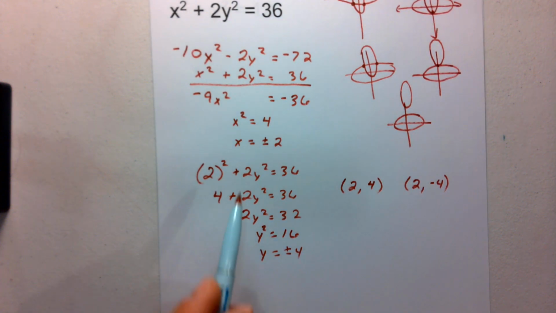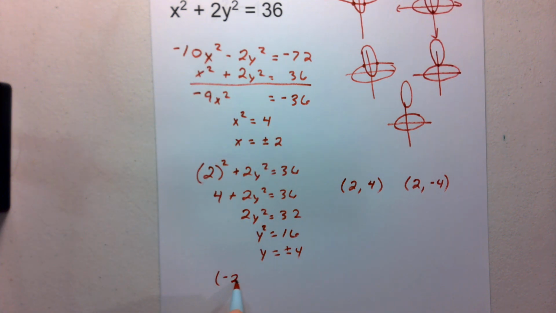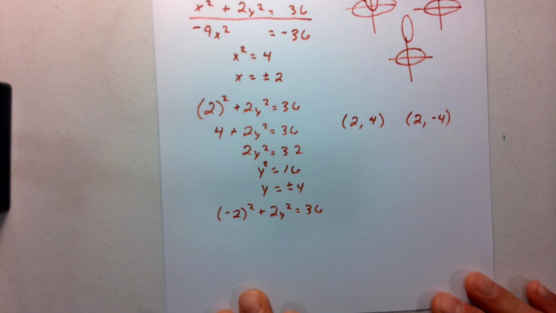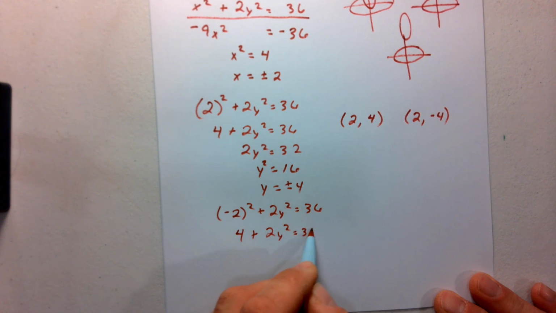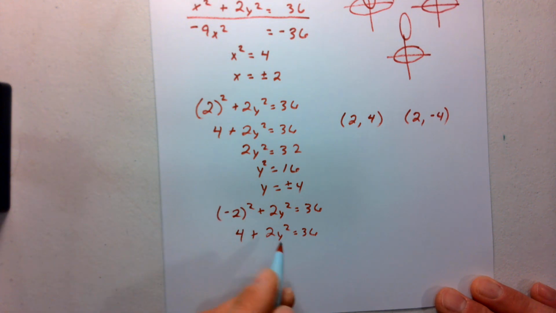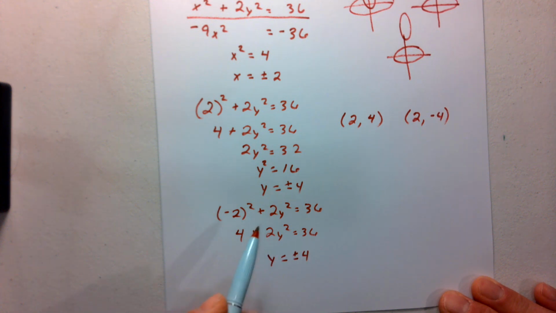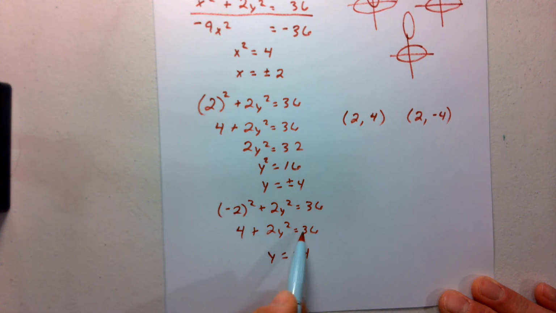But wait, there's more, because we can take that negative 2 and plug it in as well. But let's notice what happens when we plug in that negative 2. And some of you are going to say, I don't need to do this problem, I'm done, because negative 2 squared is what? It is 4 plus 2y squared equals 36. And notice I just did this problem, didn't I? So I know the solutions here are also going to be plus or minus 4. And if you don't notice that that is the same solution as up here, you by all means could solve this equation, and you end up with y equals plus or minus 4.